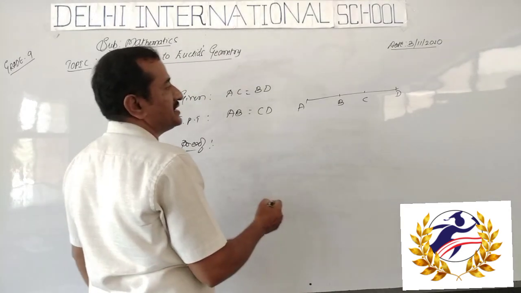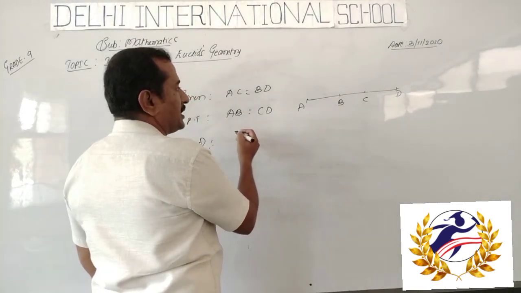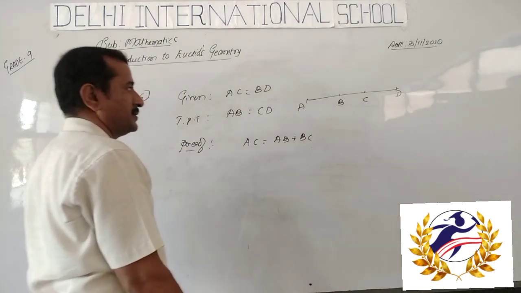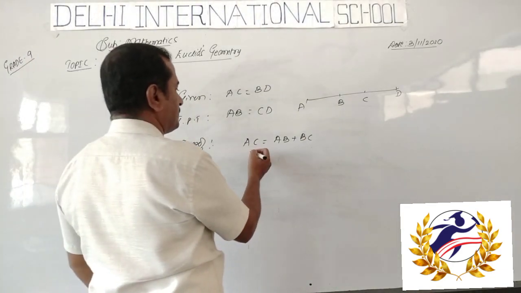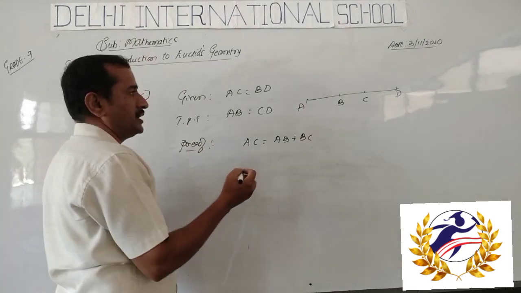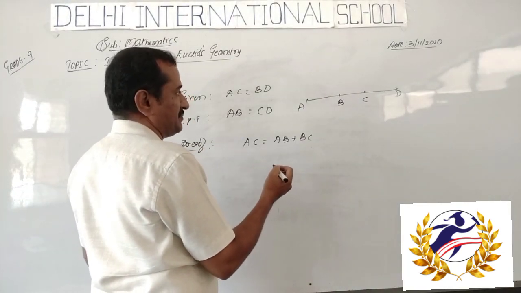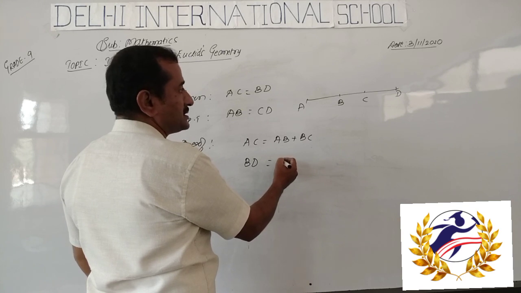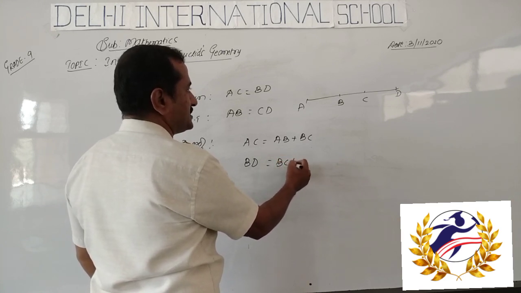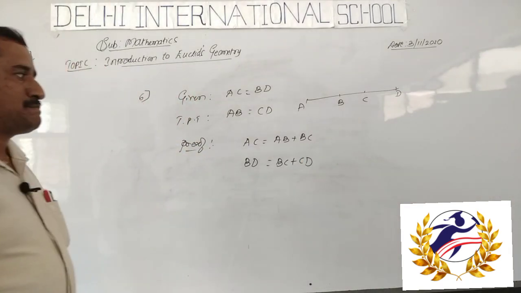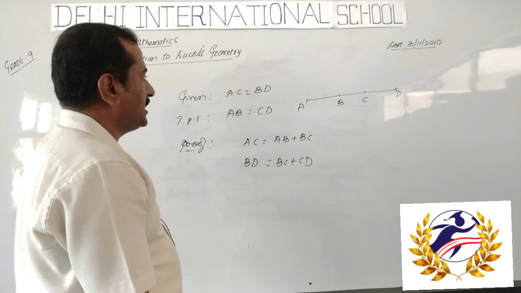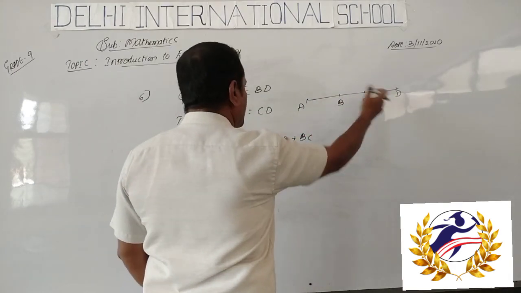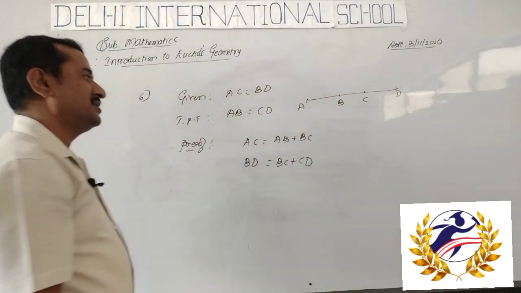It is given that AC is the same as BD. Now, AC can be written as AB plus BC. Similarly, BD can be written as CD plus BC.